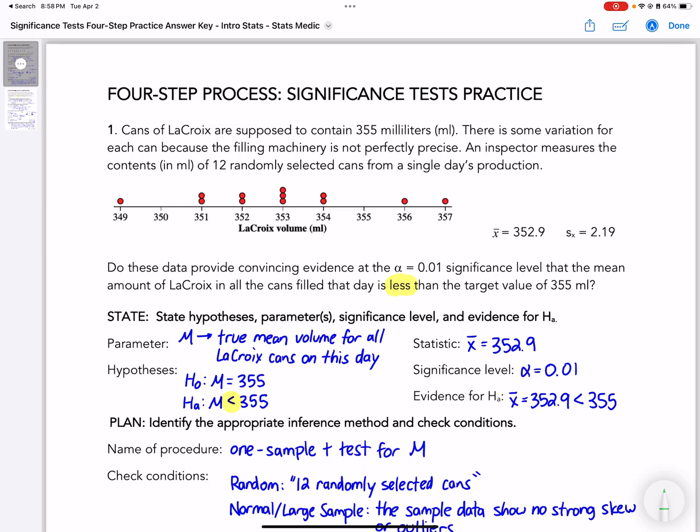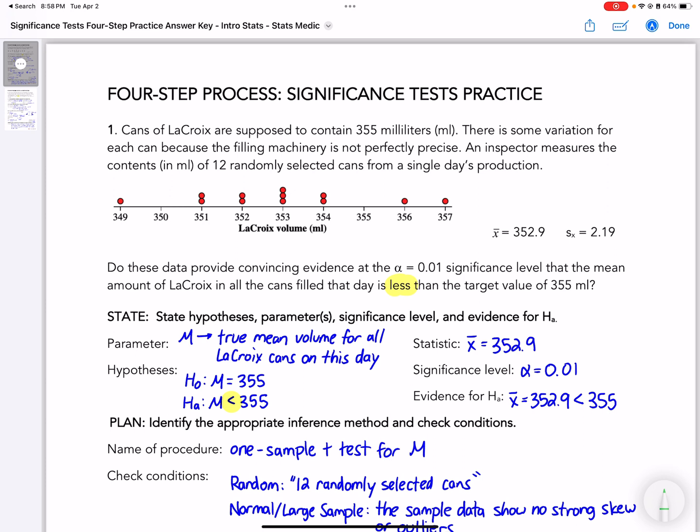Walk through this process here. So first of all, it says cans of LaCroix were supposed to contain 355 milliliters. There's some variation of each can because the filling machine is not perfectly precise. An inspector measures the contents in milliliters of 12 randomly selected cans. And this is the results they get.